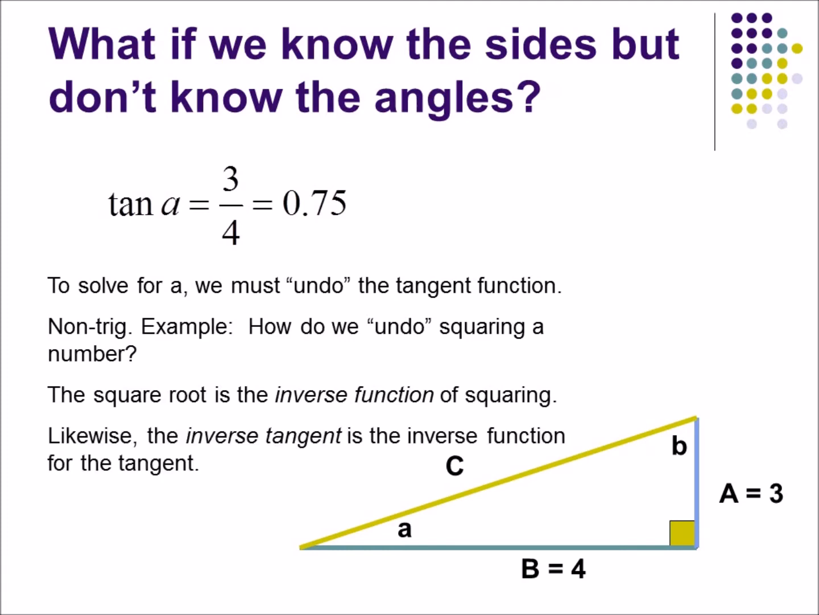Likewise, the inverse tangent is the inverse function of the tangent. Just as if you take 2, you square it, and then you take the square root of it, you're right back to where you started at. Likewise, the inverse tangent undoes what the tangent function does and gives you what you started with.